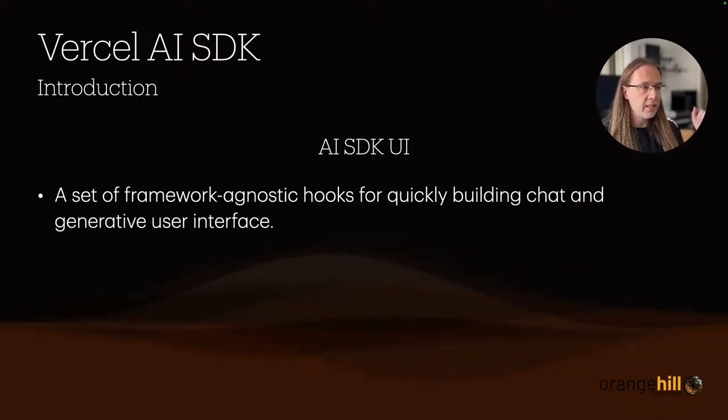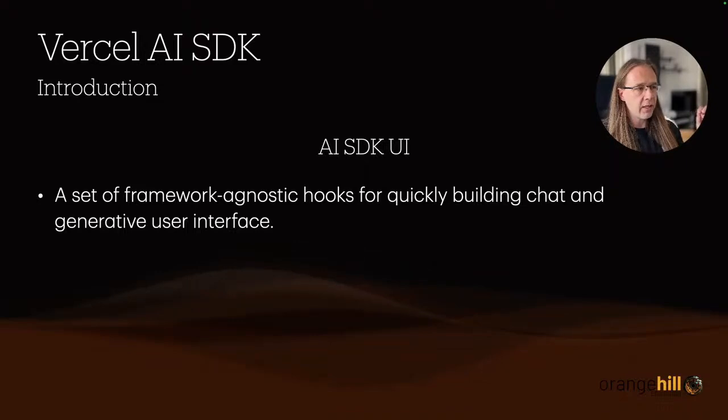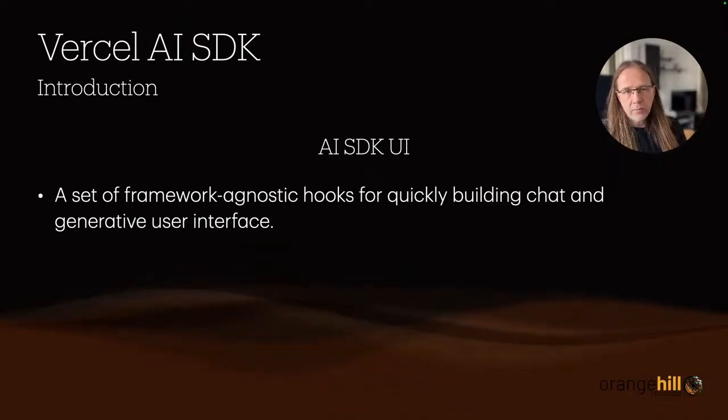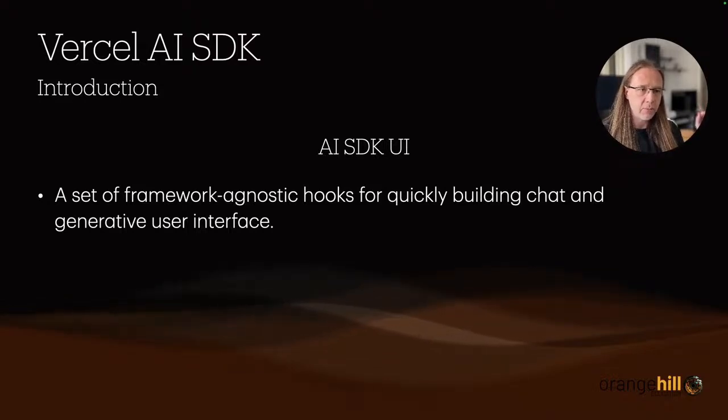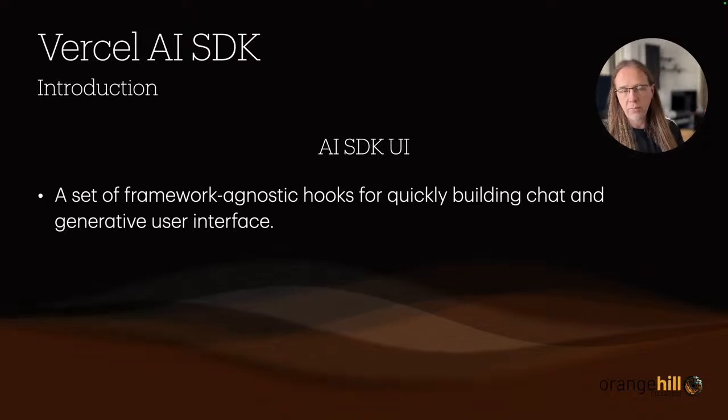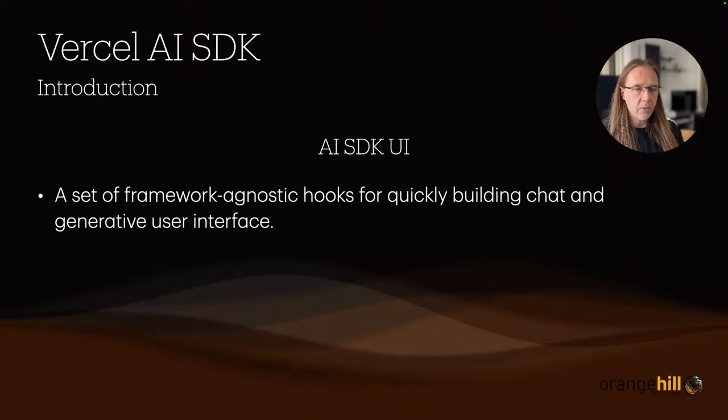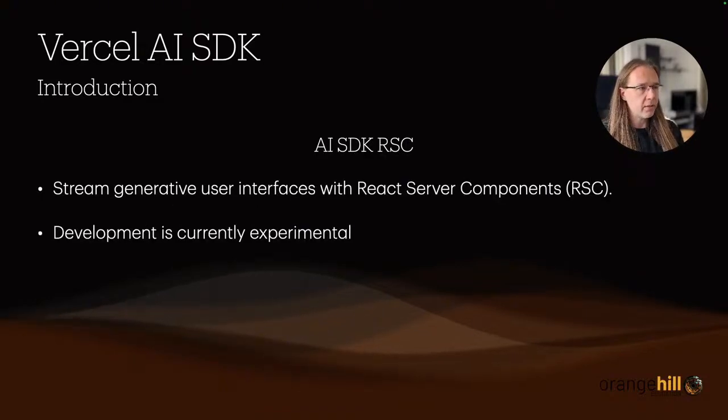So AI SDK, as I've said, is a set of framework agnostic hooks for quickly building chat and generative user interfaces. It means that with just a few lines of code, you can have a quickly built user interface that you can later style to arrive really quickly at the MVP, the minimum viable product, that you can then test to see if it works and delivers the result as you expected.